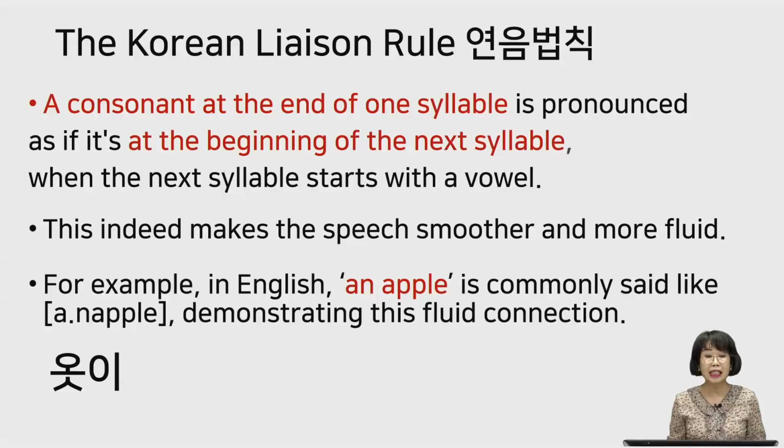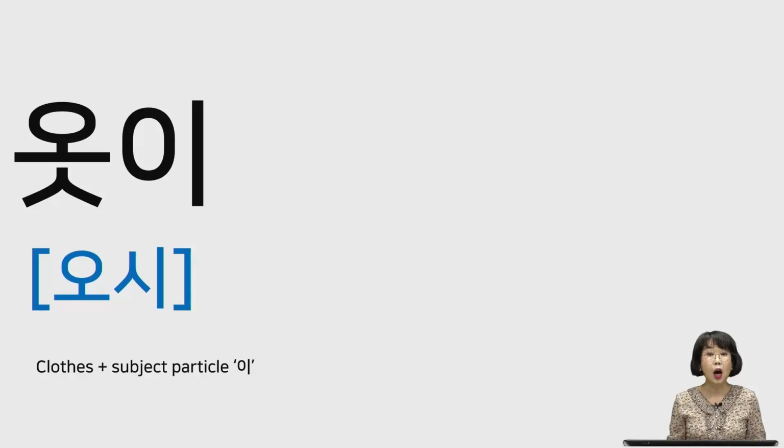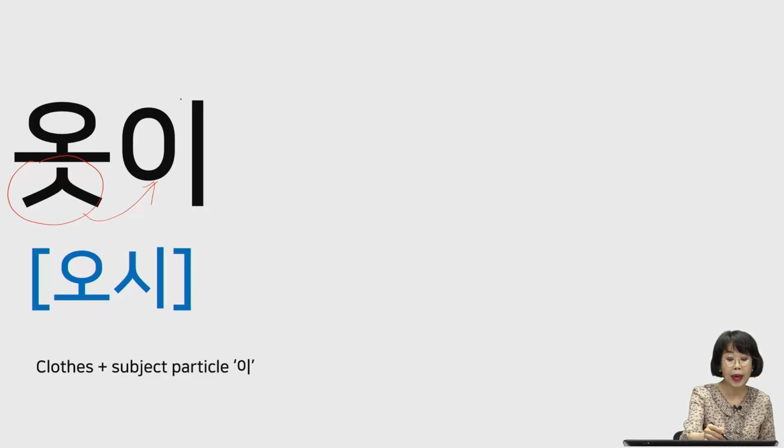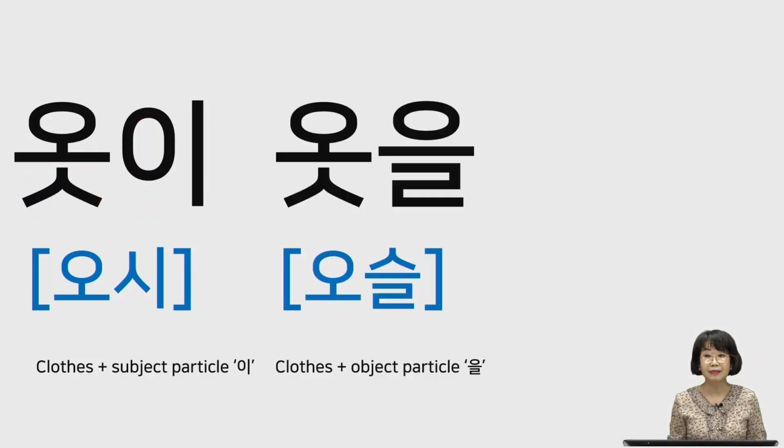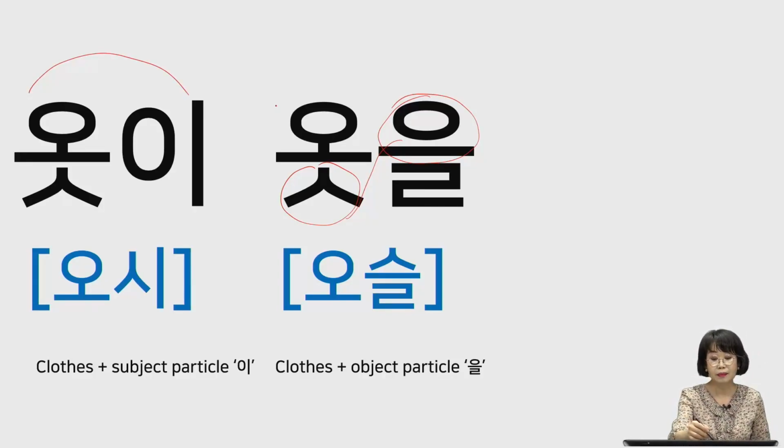옷이, 옷이. S moves to the next syllable, and the next syllable is a vowel. 옷이. 옷을. 스 moves to the next syllable, and the next syllable starts with a vowel. 옷을, 옷이, 옷을.